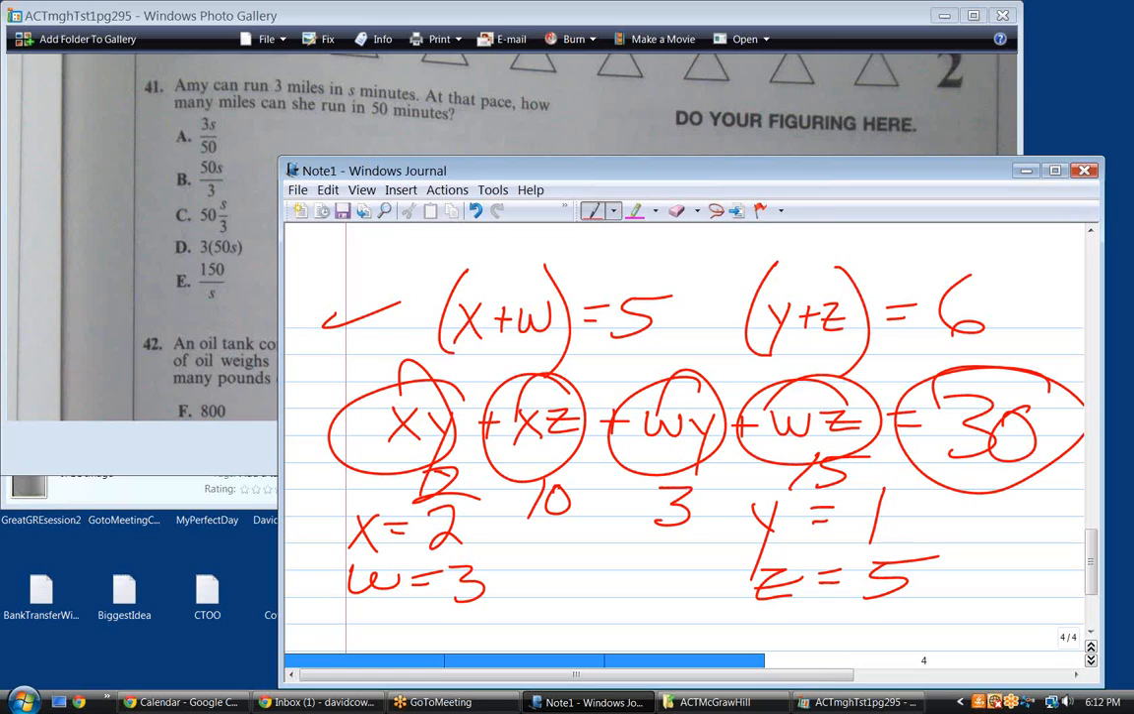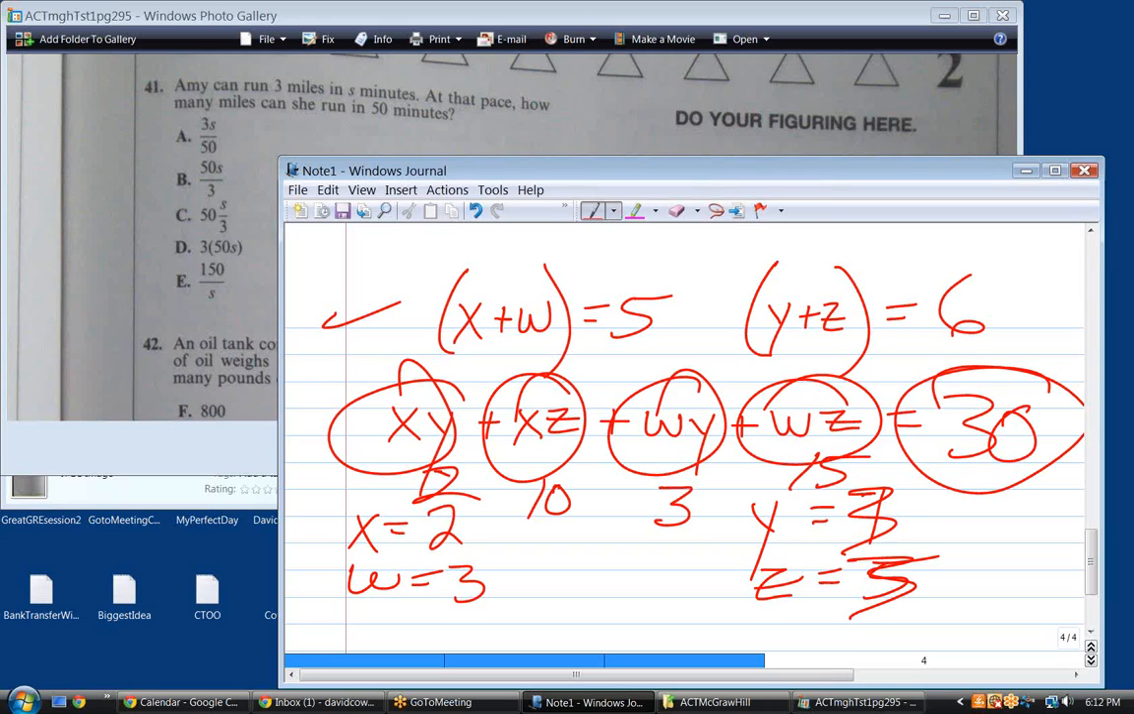But you see how easy it was to do when we picked numbers. And we could have picked any numbers we want as long as x plus w added to 5 and y plus z added to 6. When I did it, I picked 3 and 3 for y and z. You don't have to have different numbers at all. You can pick the same, as long as they add to 6.